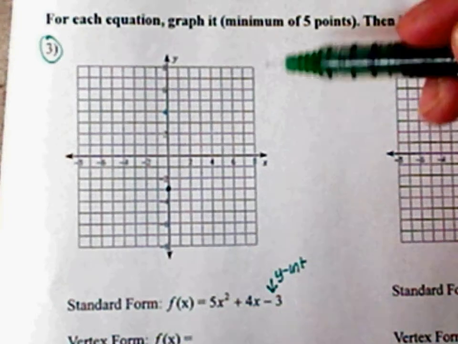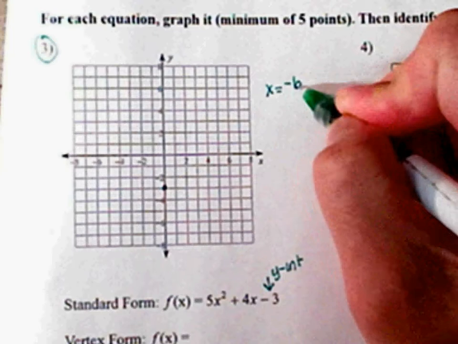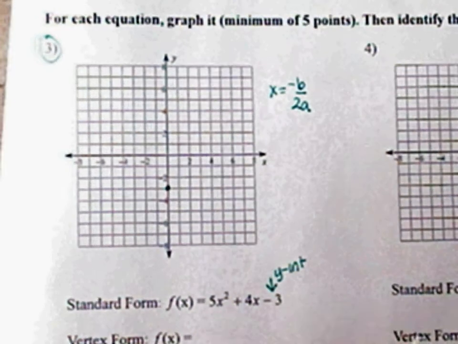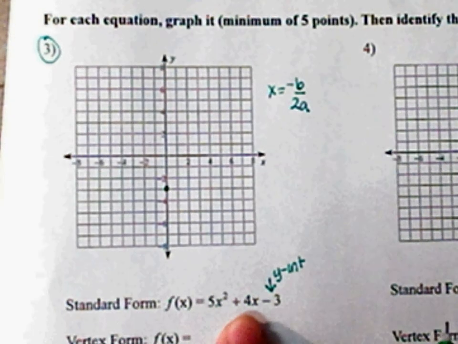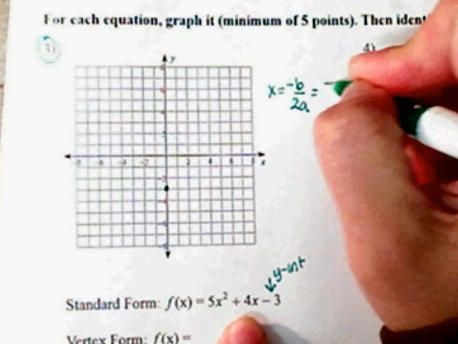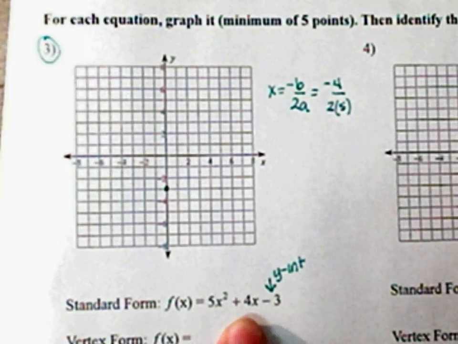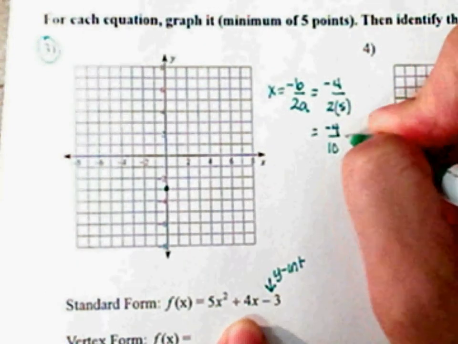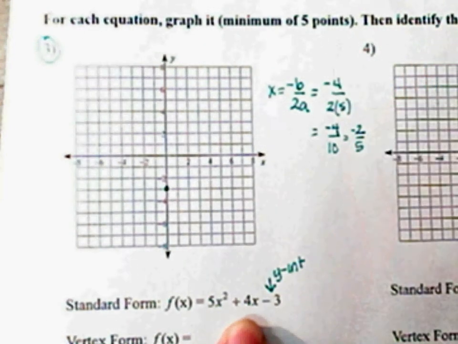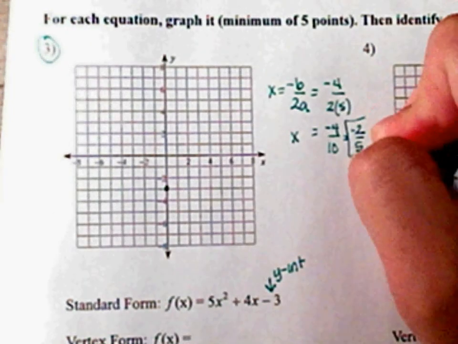The next point, the easiest way to graph is you must know x is equal to -b over 2a, so that you can write it in vertex form. What is your b? Your b is a 4, so it's -4 over 2 times a, which is 2 times 5, okay? So this comes out to be -4 over 10, which is -2 over 5. And there is your x value.